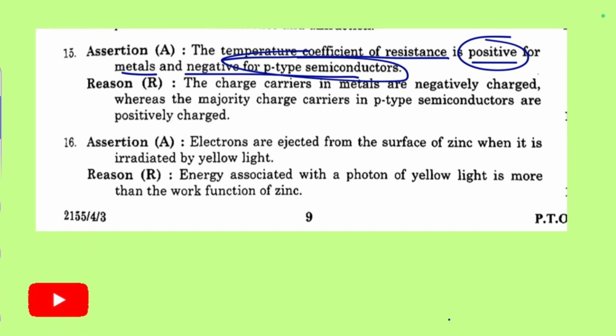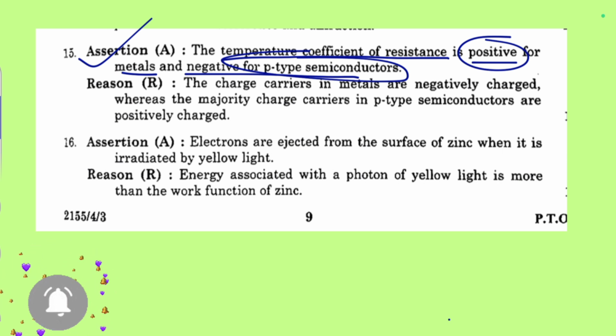If the current is more, then obviously there will be a decrease in the resistance. So we can say that there is a negative trend of the resistance in the case of semiconductors. The temperature coefficient of the resistance is negative because it decreases in semiconductors while we increase the temperature. So that is the simple assertion and the concept behind it, so it is correct.